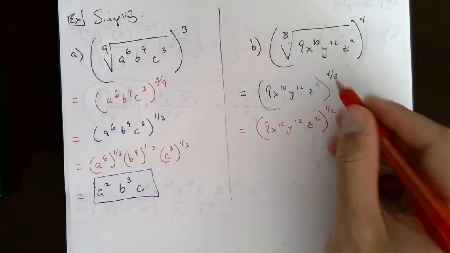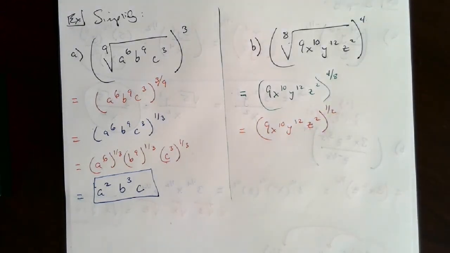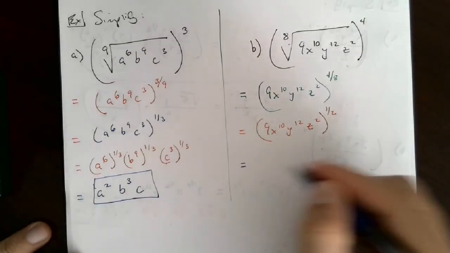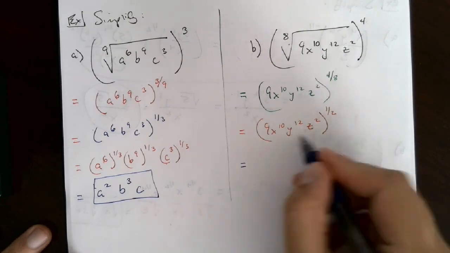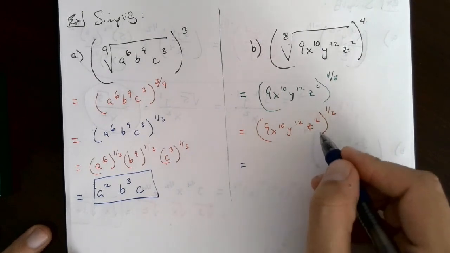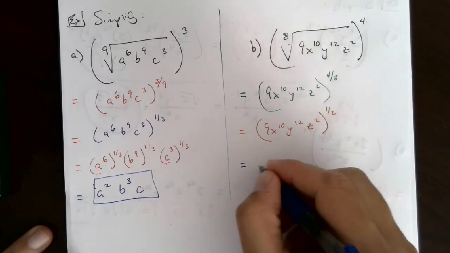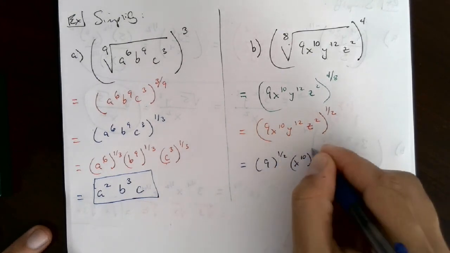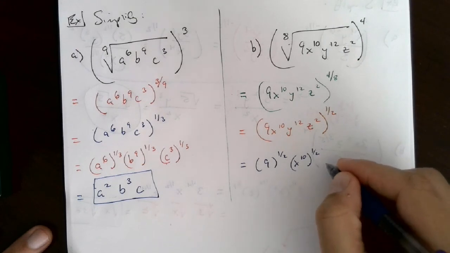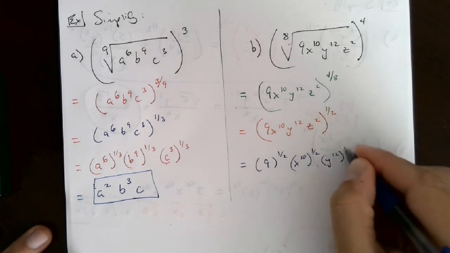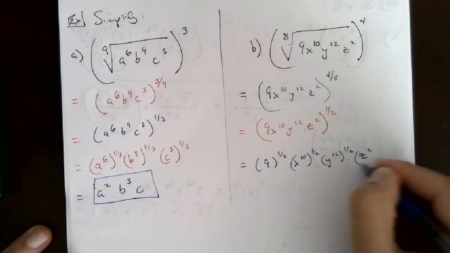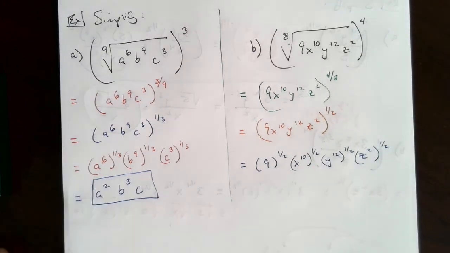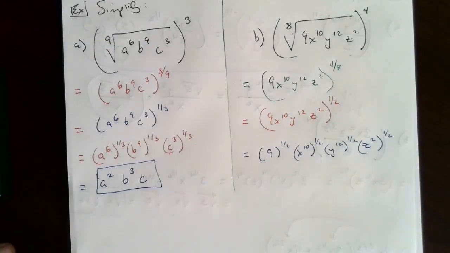Make sure you reduce this properly, right? Don't say it's 2, right? It's 4 over 8, so that reduces a fraction to 1/2. And then again, you can bring that power through to each piece in here because it's multiplication of the bases. You only can do this if it's multiplication or division. So we have 9 to the 1/2, x to the 10 to the 1/2, y to the 12 to the 1/2, and z to the second power to the 1/2. And we're going to simplify these.